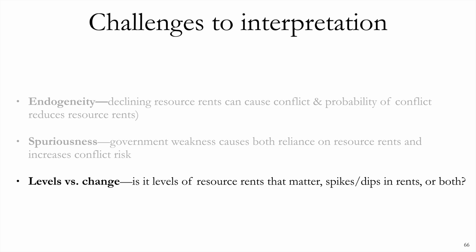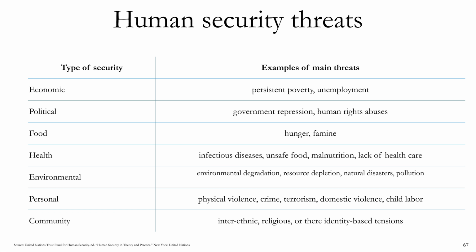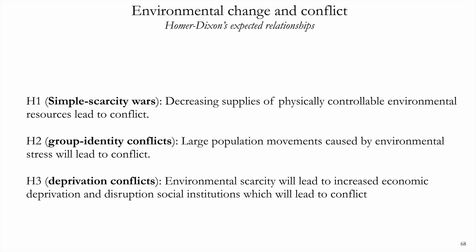Human security, as I talked about earlier today, is a nebulous concept. There are a lot of different ways you can conceptualize security. In this class, we've touched on a lot of them: economic, political, basic sustenance, food, health, environmental, personal security, as well as communal security. There are a lot of different human security threats that we've covered, and how that might link to conflict related to environmental change.